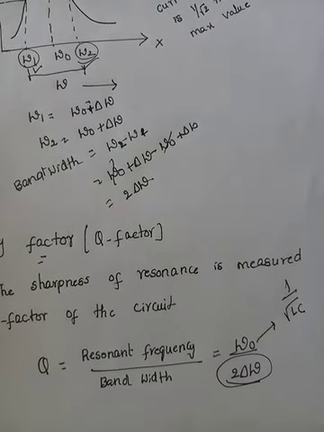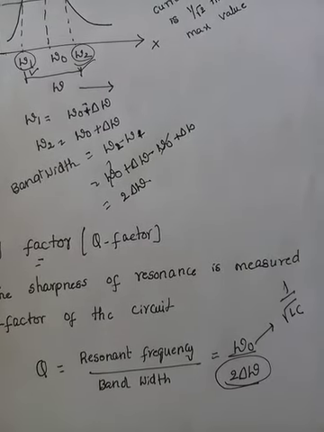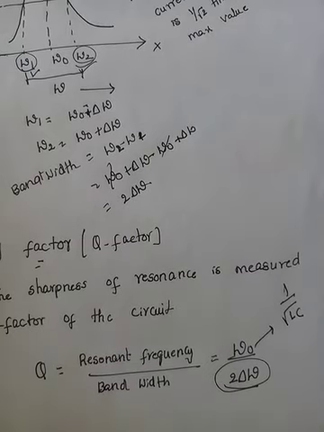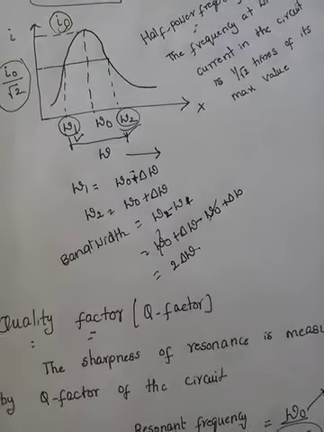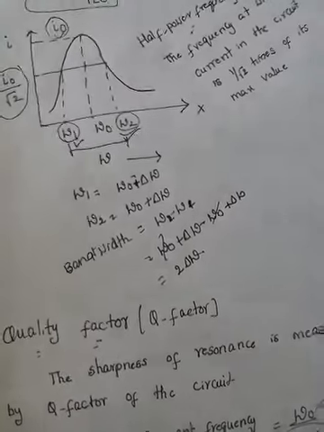So now we are going to calculate the bandwidth of the circuit. How to calculate bandwidth? The same points we learned, we are going to utilize for the quality factor. So deriving the quality factor means indirectly we are deriving the expression for what? The bandwidth of the circuit, right? Yes.